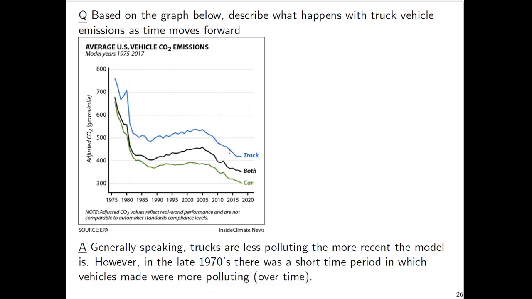The newer car from like 2015 is less polluting than a car from 1980. But you may notice that in the late 1970s here, there's this weird spike. I don't know why that's there, but I just wanted to talk about trucks for that reason. It looks like trucks were getting more environmentally friendly, and then for a little while they were actually getting less environmentally friendly, or more polluting. And then there was this dip that mostly started happening.